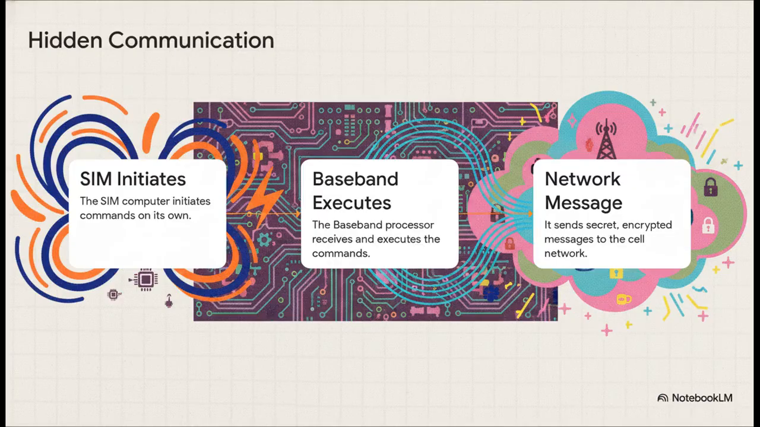So here's how the chain of command works. The SIM computer, what's sometimes called a proactive SIM, can kick things off all by itself. It sends a command over to the baseband processor. It might say, hey, send this message, or start up a data connection. And the baseband processor just does it. It follows orders and sends encrypted messages out to the cell network.